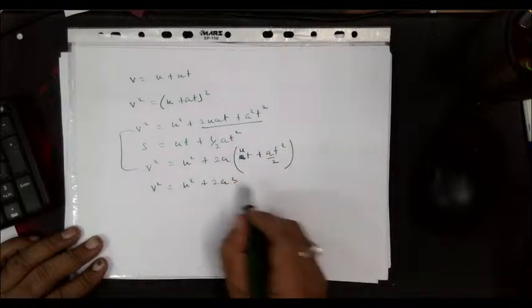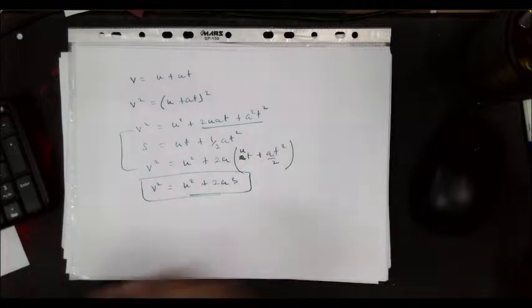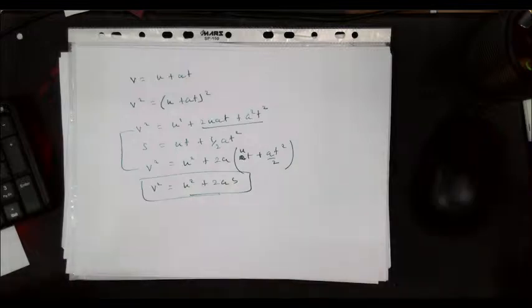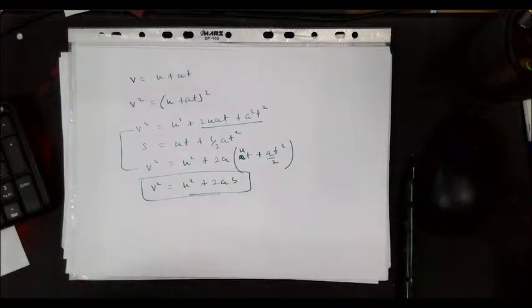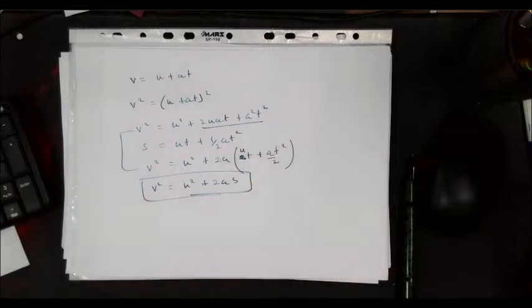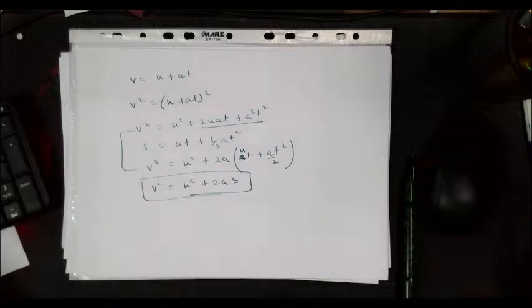Therefore, yes, we can derive like this the next equation. Are you able to follow? Why are we dividing by 2a? In order to get this ut plus half at squared, so that we can replace this with s is equal to ut plus half at squared. Right?